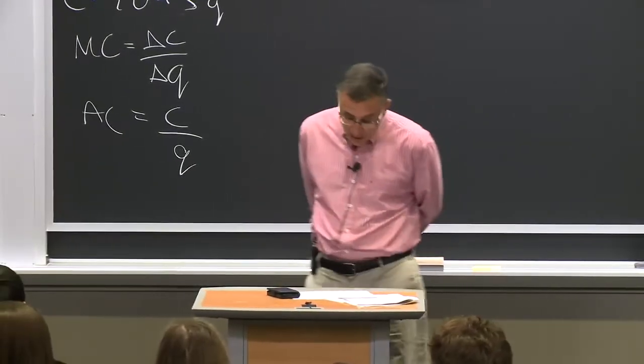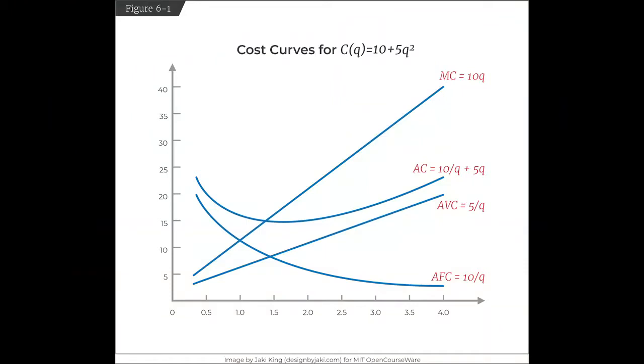Before you get to 1.5 units, average cost is above marginal cost because you're paying off your fixed costs. Once you get beyond 1.5 units, average cost is below marginal cost. So average cost hits marginal cost at the minimum of average cost.